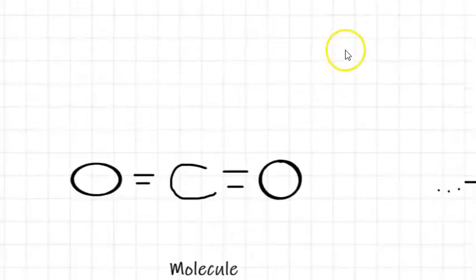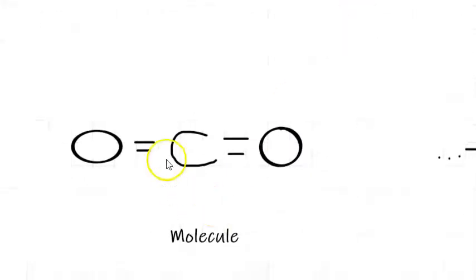So here we've got the example of a molecule. This is carbon dioxide. We know it's a molecule because it contains non-metals. Carbon and oxygen are both non-metals. And this has a defined amount of atoms in it. So we've got one carbon and two oxygen atoms, and that will always be the case for carbon dioxide.